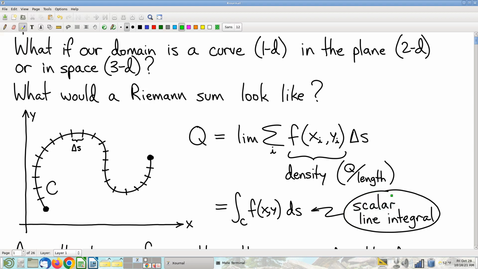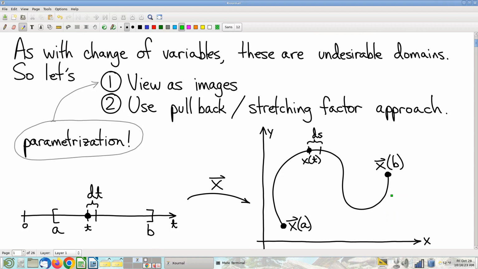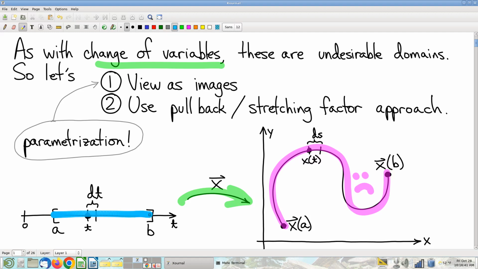Okay, so how to compute these things? Well, we pretty much rip off the idea of change of variables. Take your domain that you don't like. Here it is. There's our domain that we don't like. And we're going to view it as being an image of something else. We're going to view it as being an image, in this case, of an interval on the t-axis. And we like that. That's a good domain because we know how to do integrals on the t-axis. This is the very first kind of integral we ever saw, right? Single variable calculus.